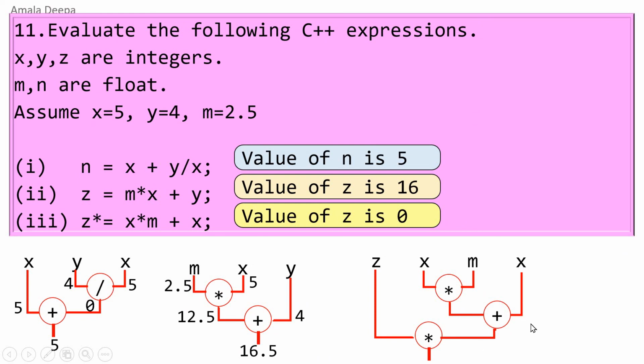Now coming to the third expression, x into m. X is 5, m is 2.5. 5 into 2.5 is equal to 12.5. Once again, x is 5. So 12.5 plus 5 is 17.5. Now here we have to look for the value of z, but it is not given in the question. Only values for x, y and m are given.